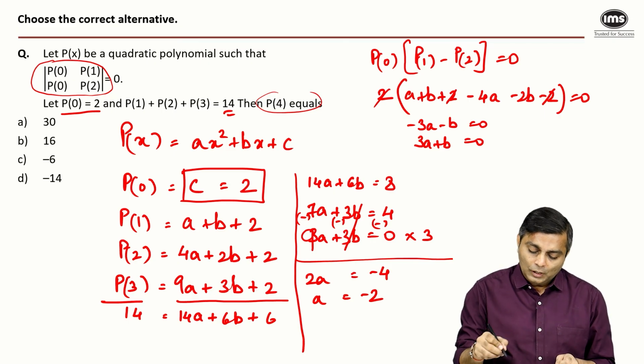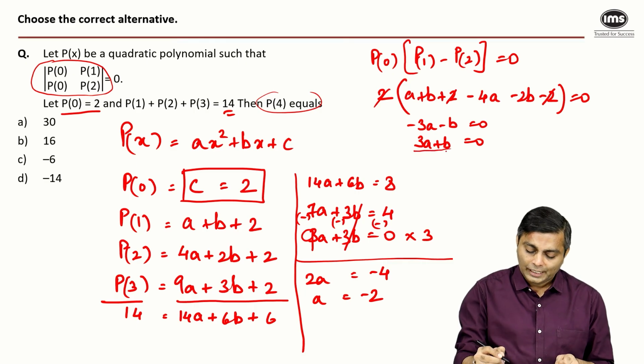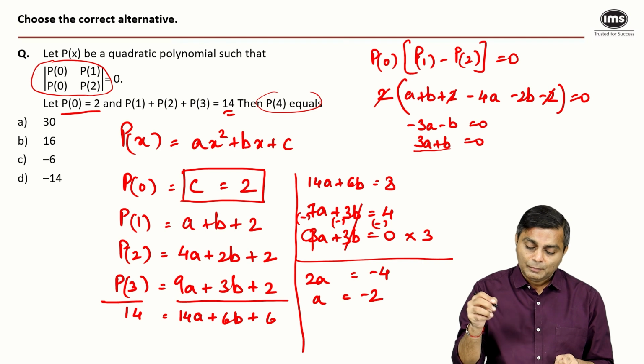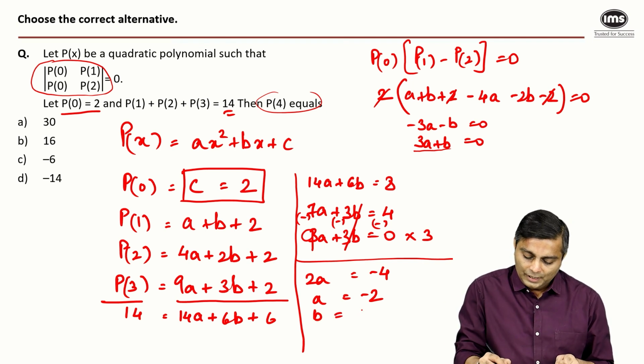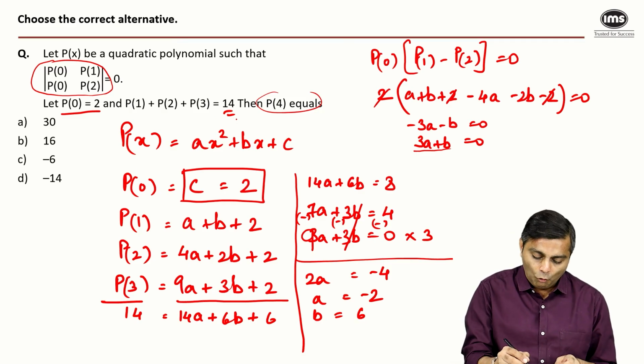A is minus 2, we can put this in 3a plus b equals 0, this particular line, to get the value of b. Now 3a is minus 6, so minus 6 plus b is 0, so b is going to be equal to 6. So b is 6. Now it's very simple, we know a, b, c, and we are asked p4.